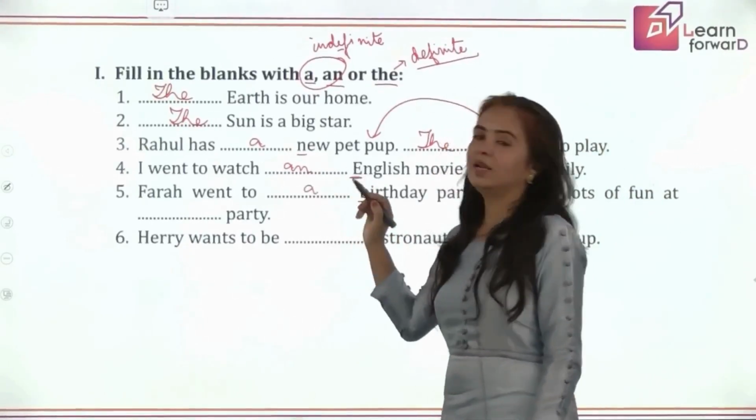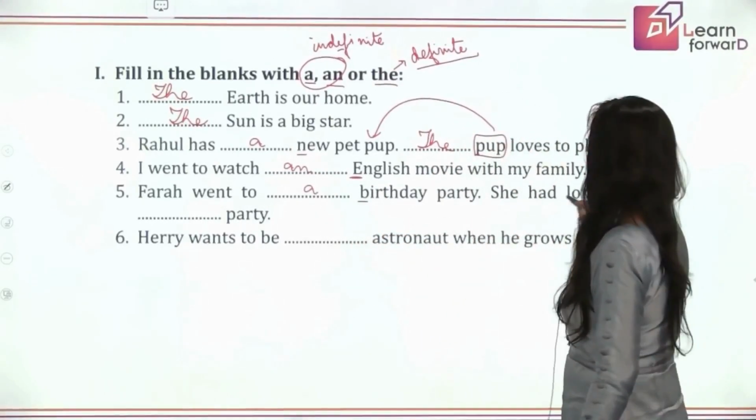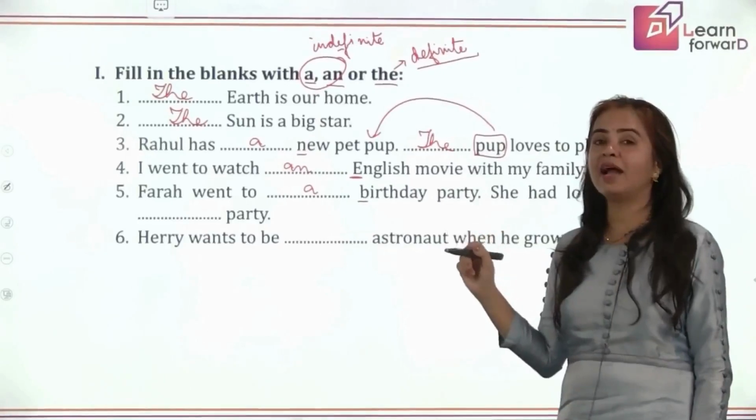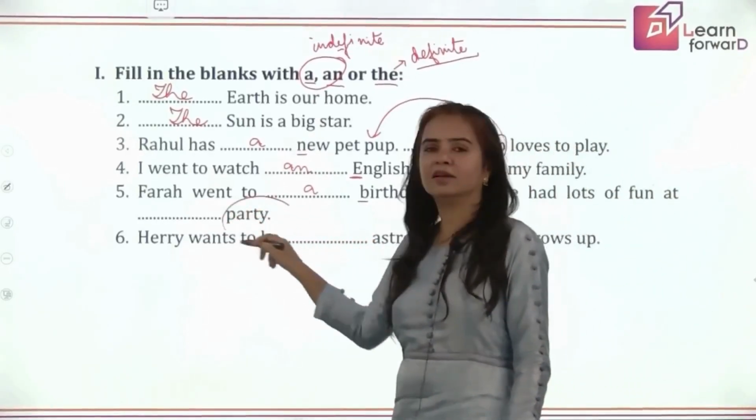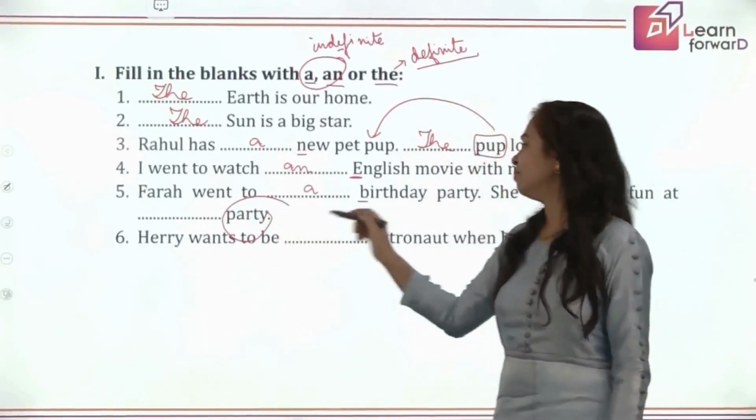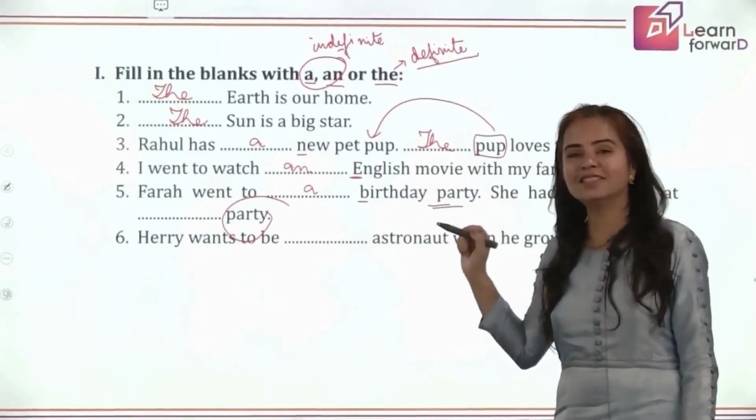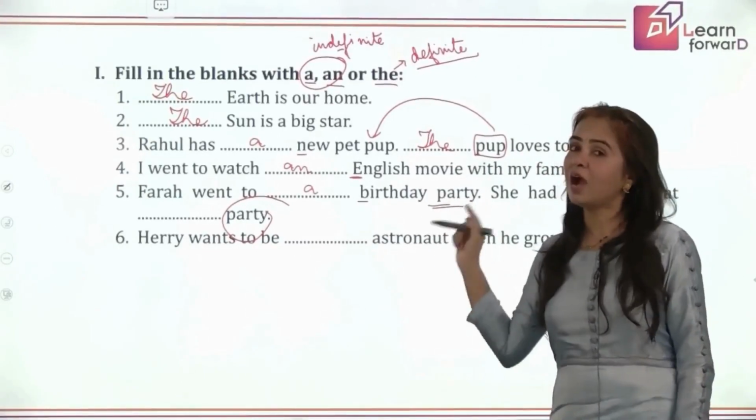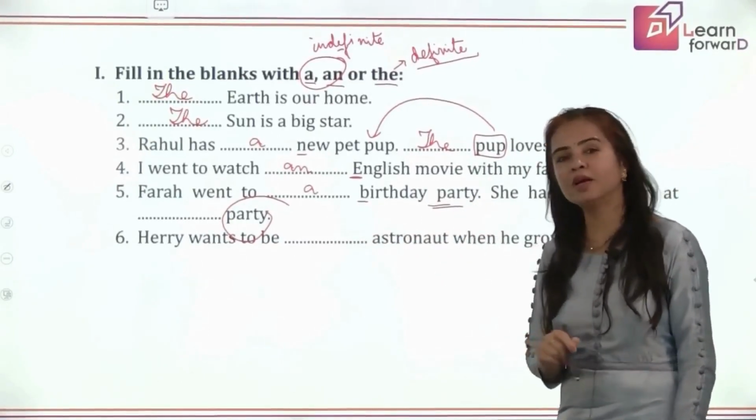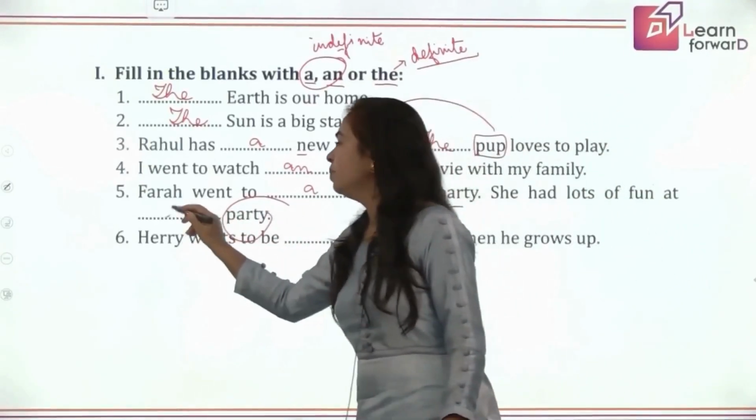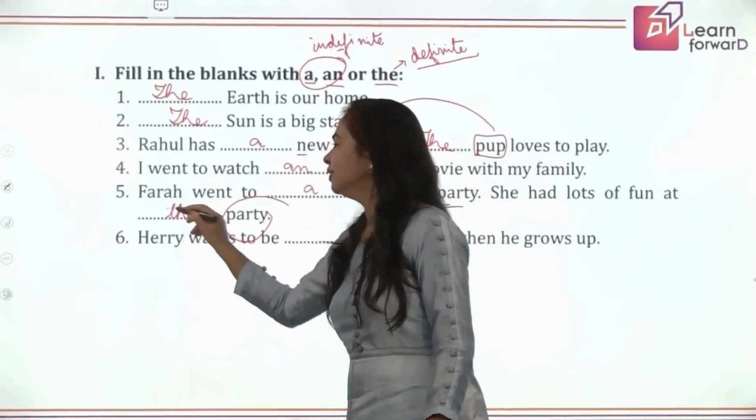So "a" will come here. A birthday party. She had lots of fun at which party? The same that we have talked about in the first sentence. So now it becomes special. It becomes particular, and we'll be using "the" here.